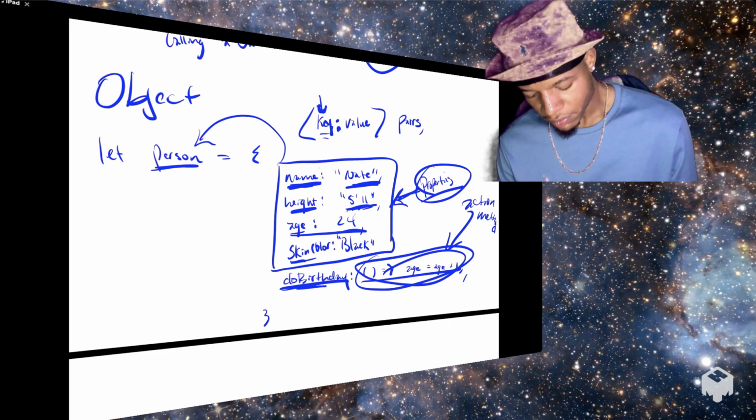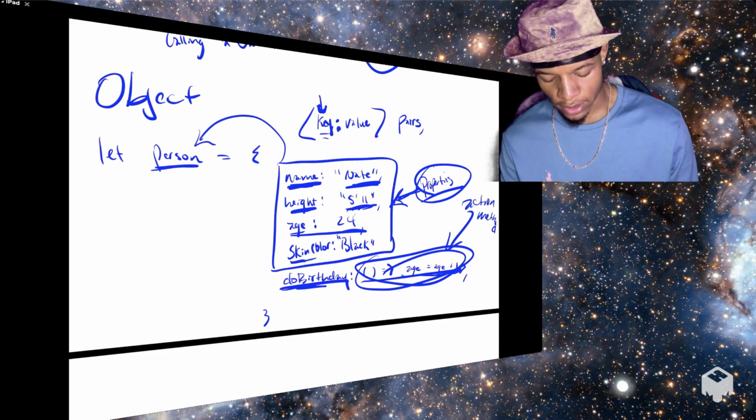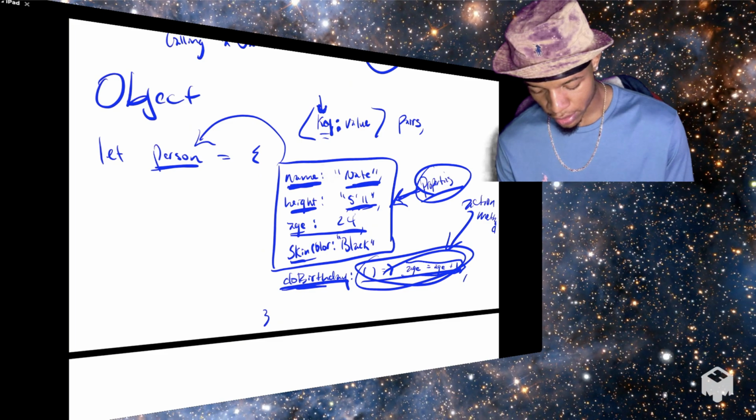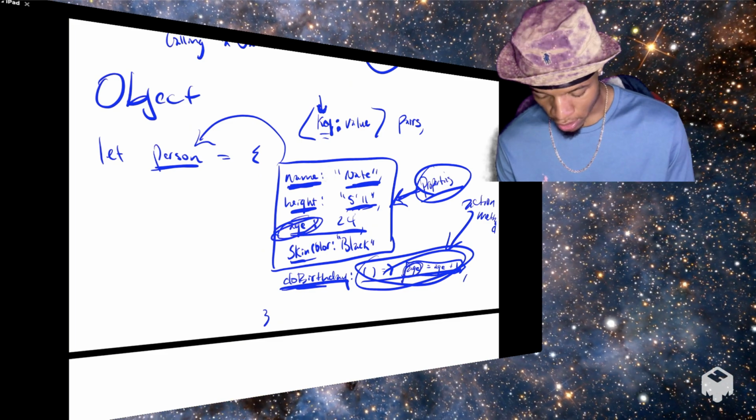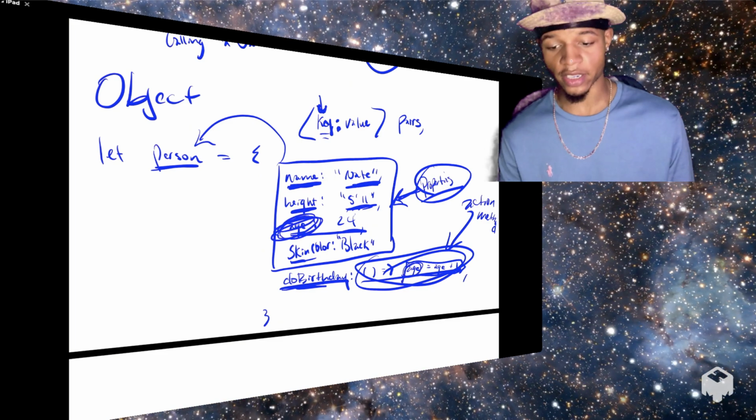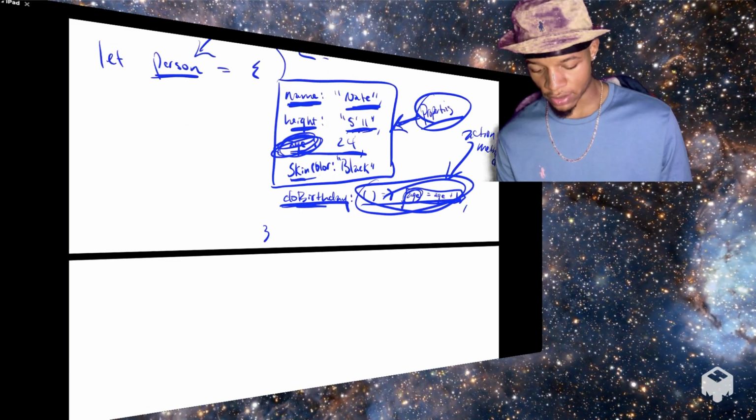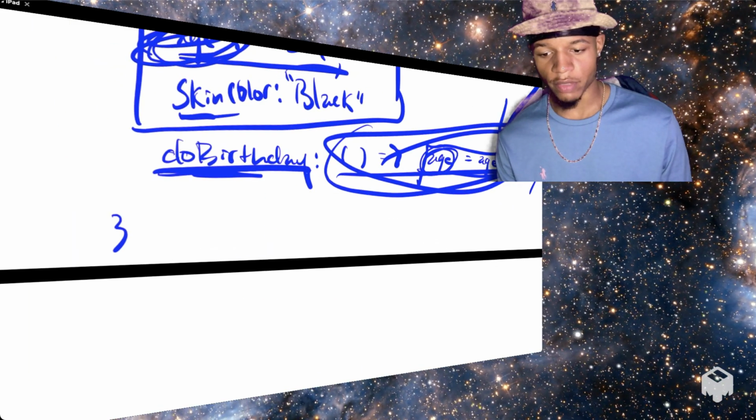All right? And so this function is going to do something on the data. And what data is it doing? The age. It's going to do something to the age. So that's that. Cool. Do birthday.